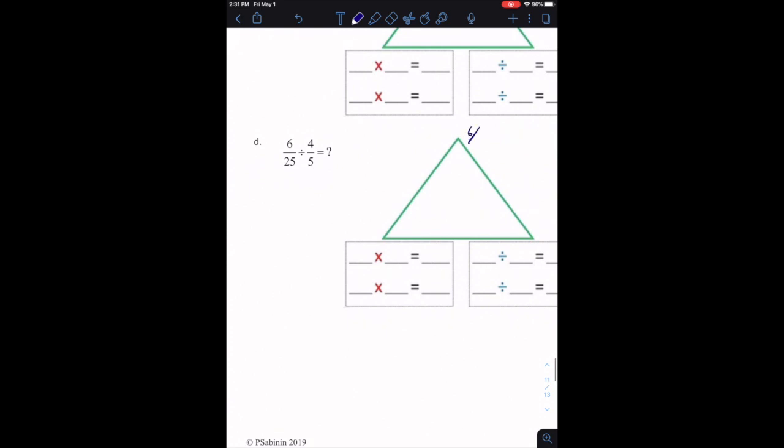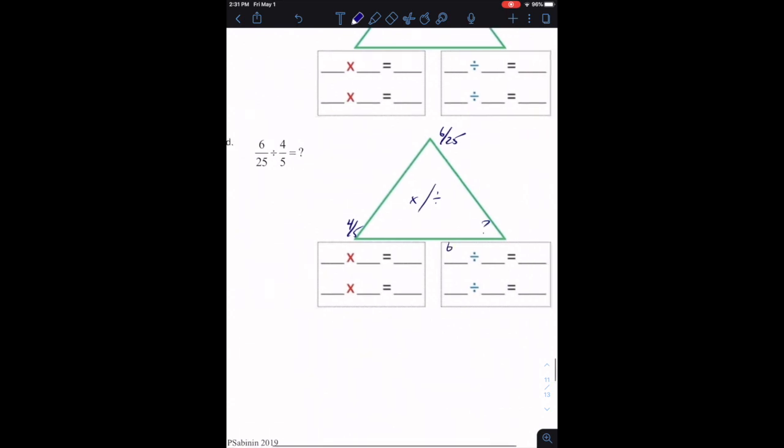So we have 6/25 divided by 4/5 and question mark equals question mark. So this is the question that's asked. We could also rewrite it as 6/25 divided by what equals 4/5. If we find this question mark there, that'll be fine too. Or 4/5 times what equals 6/25, or what times 4/5 equals 6/25.